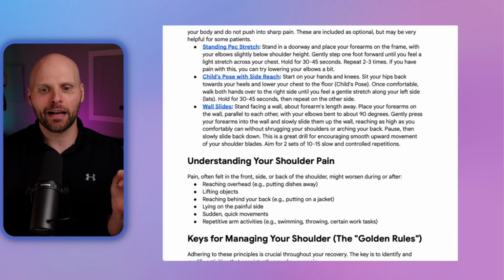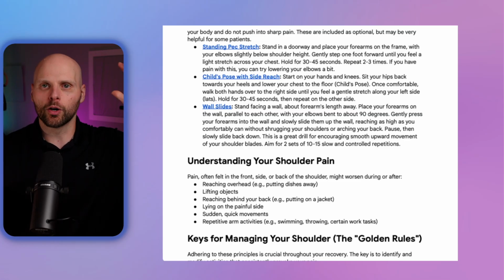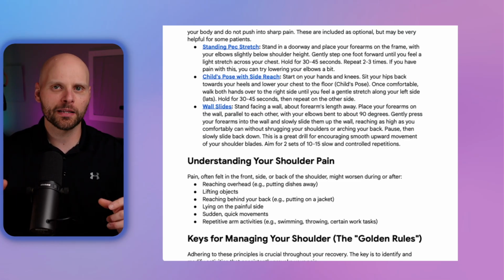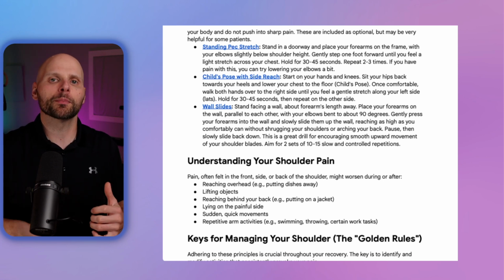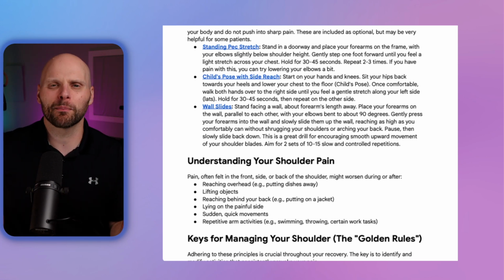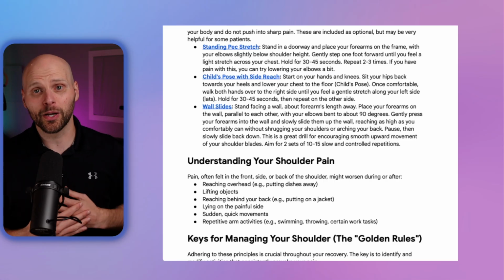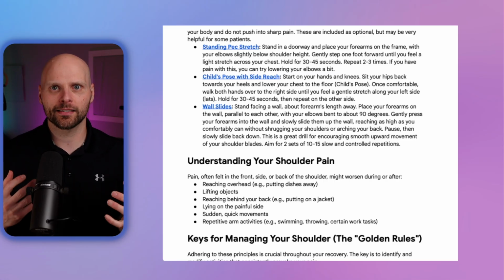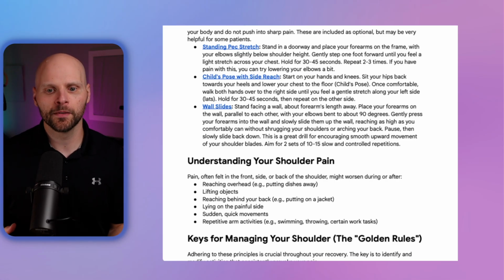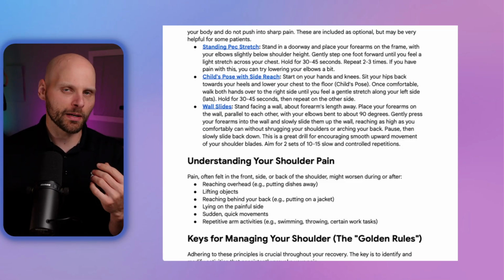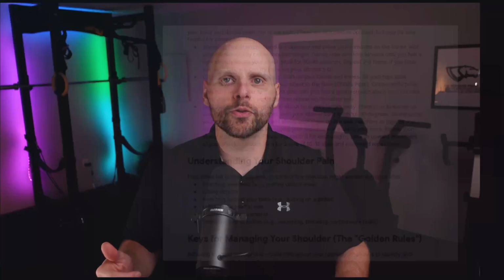And the big things that people have here is they have pain going overhead. When I'm reaching up to put the dishes away, or I'm doing an overhead press, or I'm lifting things away from my body, putting things behind my back. When someone says I'm grabbing my seatbelt or I'm putting on my jacket, it can be really painful. Lying on it may be painful. That's a big one. When people say I have pain at night, a lot of times that's screaming to me this is rotator cuff related pain. Sudden quick movements can be bothersome, and then repetitive arm activities like swimming, throwing, work tasks, all those things are problematic. And that's rotator cuff related pain in a nutshell.